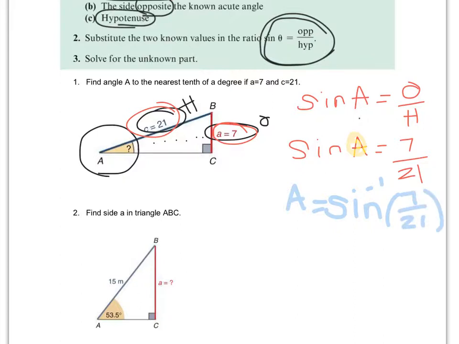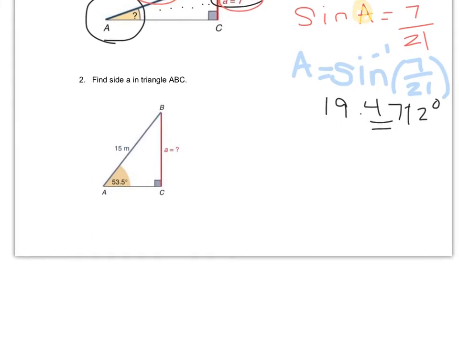Now, for almost all of the homework problems, they do want you to find the answer in degrees, so make sure that your calculator is in degree mode, and you can just type that straight in, sine inverse of 7 divided by 21 in parentheses, and you should get 19.4712 degrees. Make sure to pay attention to the directions. They want you to round to the nearest tenth. So that would be 19.5 degrees.